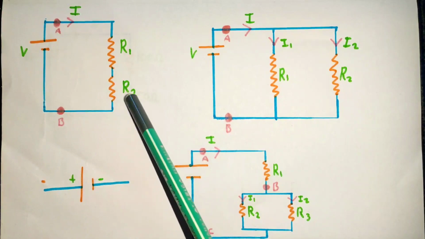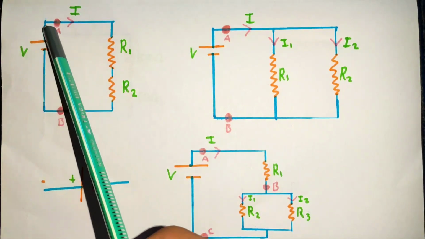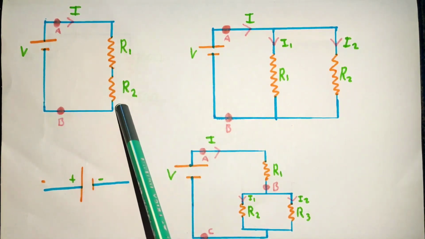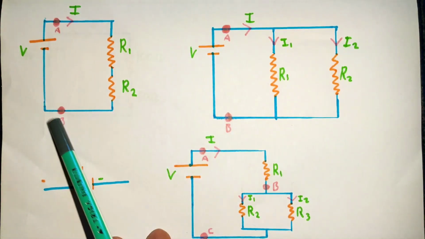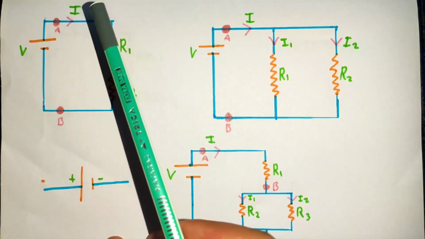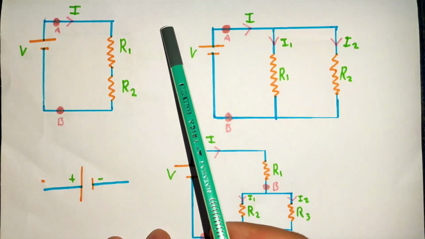Let's take a look at the circuit. This circuit contains voltage from a battery and two resistors. Now, in order for current to flow in this circuit, it must contain potential difference. Now, what is potential difference?